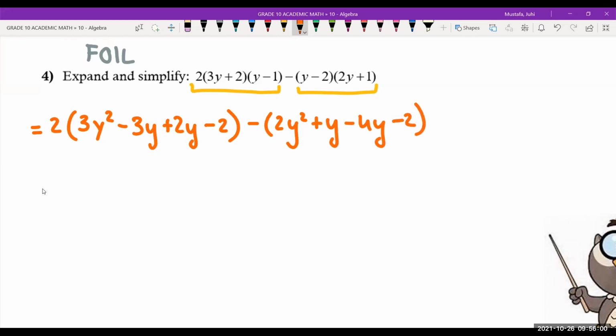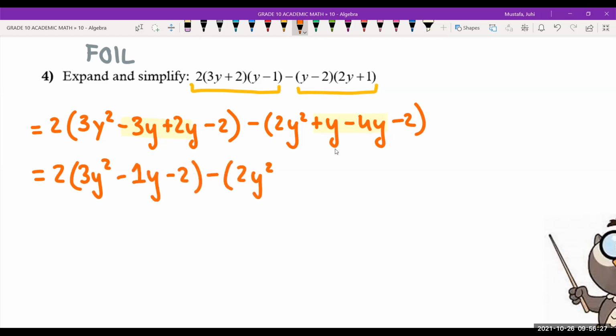Now I'm going to go ahead and clean up the stuff inside the bracket. So over here, if I'm cleaning stuff up, I need to clean that and I need to clean that. So it's going to be 3y squared. And by cleaning, I just mean collecting like terms and solving. What's negative 3y plus 2y? Hamengi? Negative 1y, yep. Minus 2, and then this is minus 2y squared. What's positive y minus 4y? Negative 3y minus 2, yep.